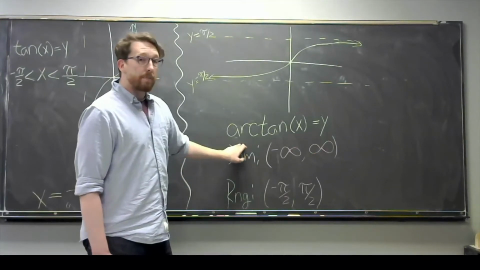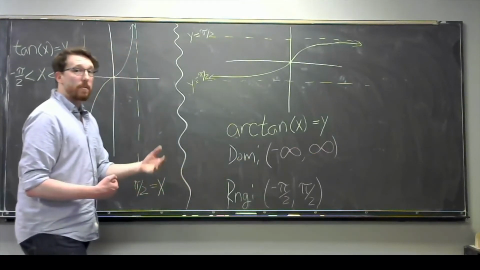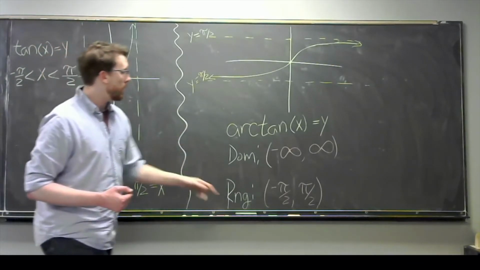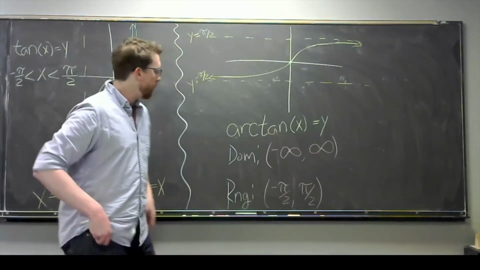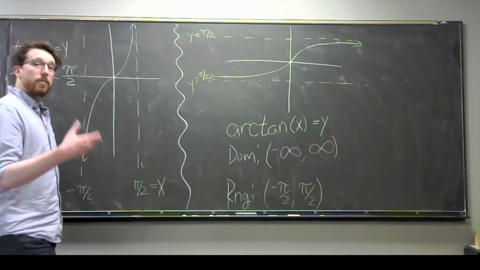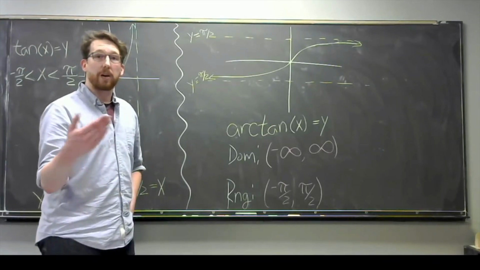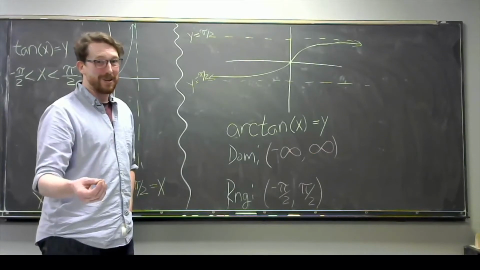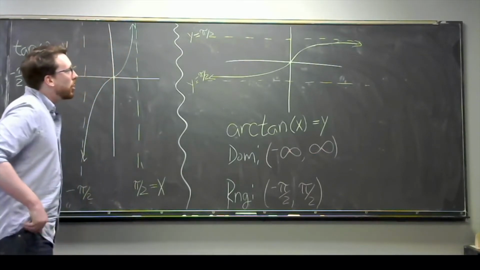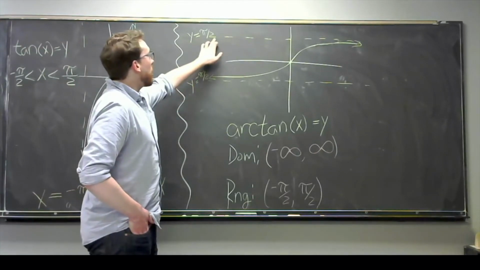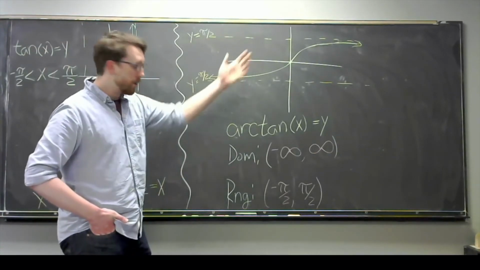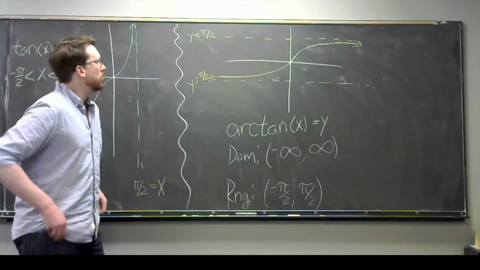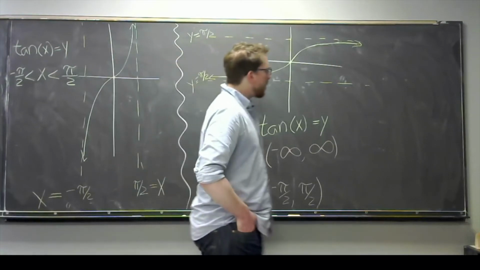The domain, so all the x values that we can put into arctangent, the domain of arctangent is from negative infinity to infinity, and the range is from negative pi over 2 to pi over 2. But again, we'll never reach either one of those because they're asymptotes, so we have to use rounded brackets. That's really all I've got about arctan.